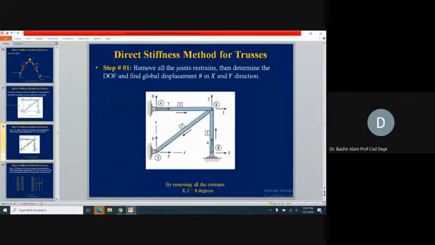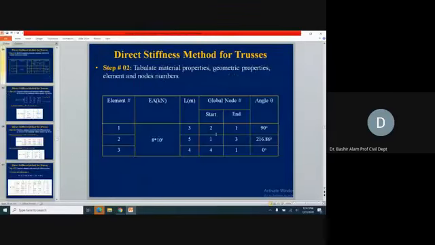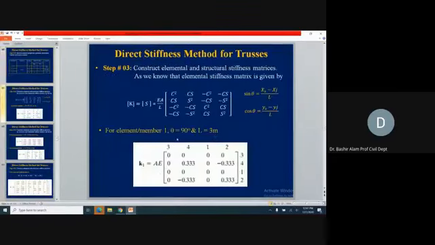Member 1 is connected from 2 to 1. So for member 1, if you see the element stiffness coefficient address, it will be 3412. Member 1, I'm saying, let's check. Member 1, when we go, 3412, you see, this is the address.